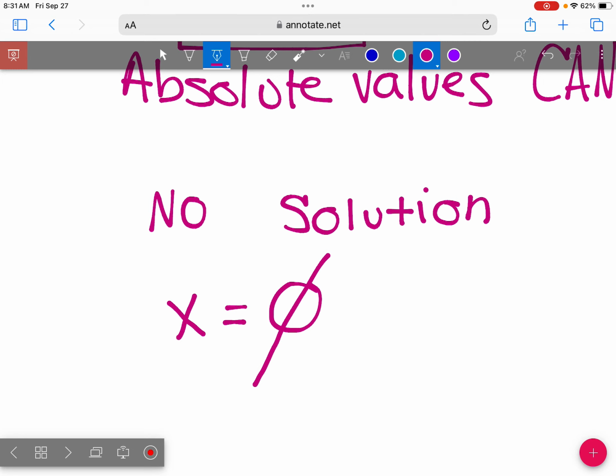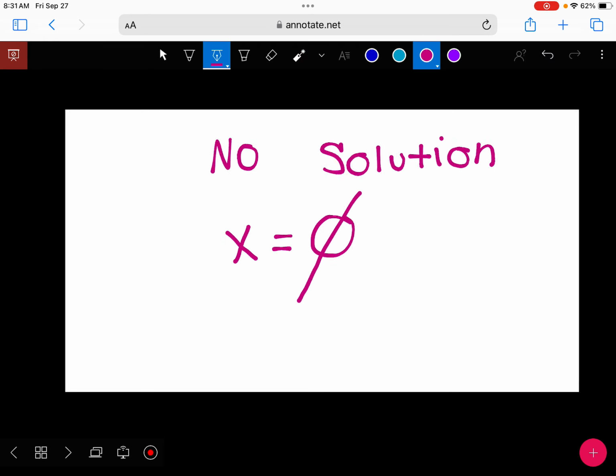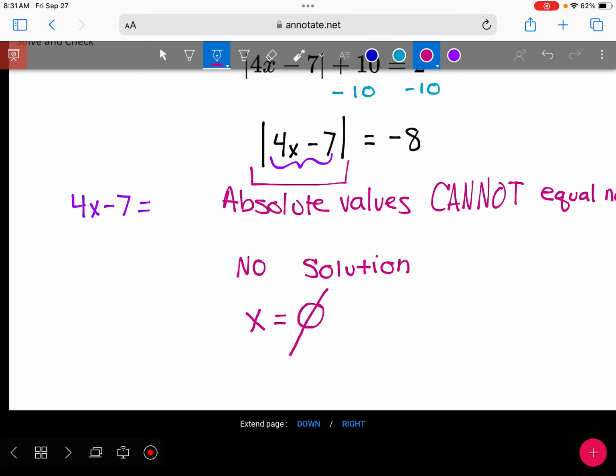Crossed out 0 means no solution. It's called the empty set. If it equals 0, that just means no steps. 0 is the thing. We can have 0. I cannot have an absolute value that equals a negative number. So if it automatically equals a negative number, we know that it's no solution, no matter what it is.